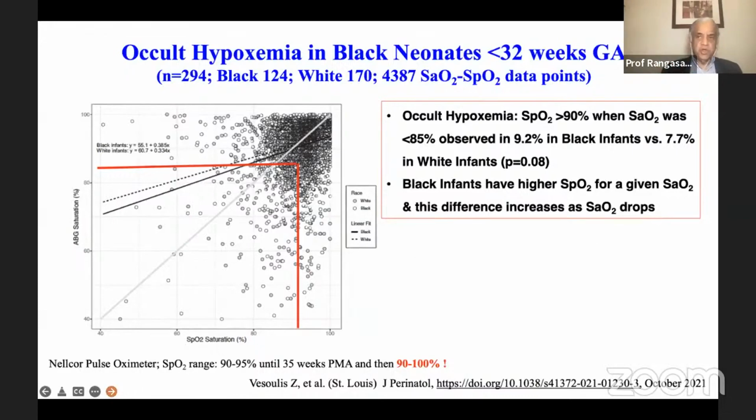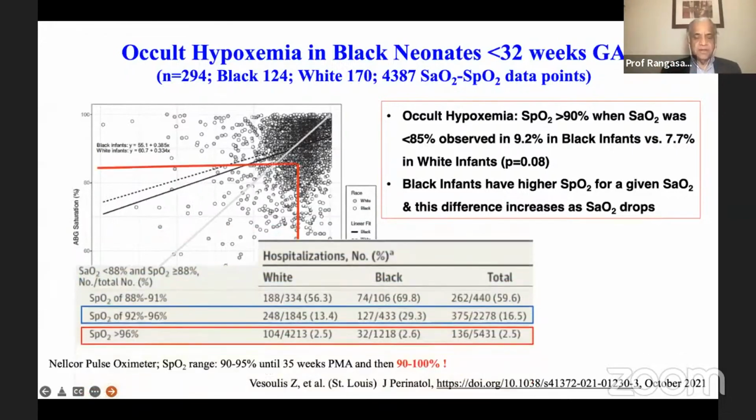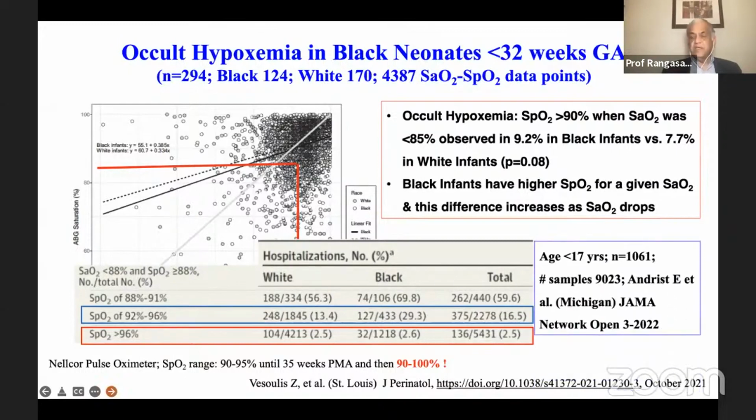Not only in newborn preterm babies, this has been shown in children too. Dr. Satyan gave me this paper, and you can see that these are less than 17 years old, 1,000 babies and children, nearly 9,000 paired samples from Michigan, published in JAMA Network in March of this year. They showed that when the arterial blood gas saturation was less than 88, the SpO2 reading 92 to 96 happened in 13.4% of white babies compared to 20%, almost double.